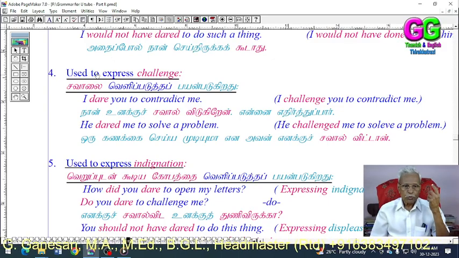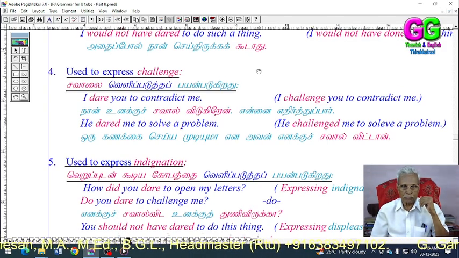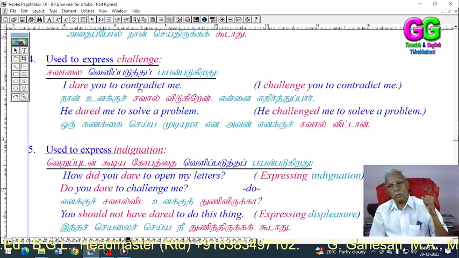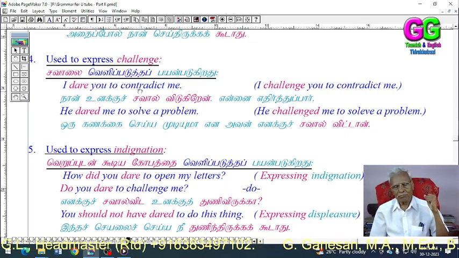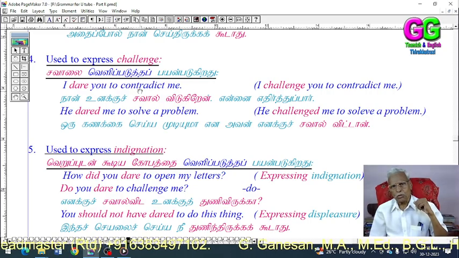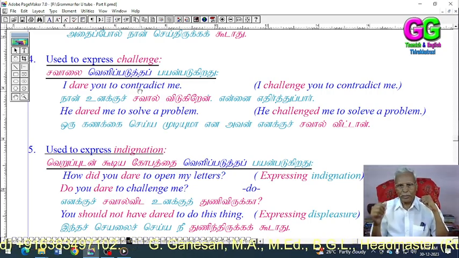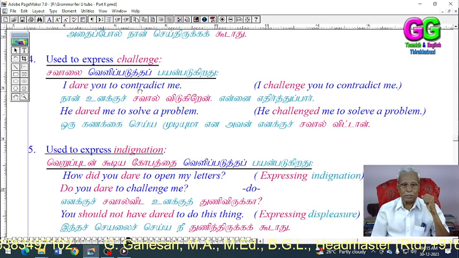Fourth use, used to express challenge. I dare you to contradict me. Could you contradict me? It says, I dare you, I challenge you to contradict me.